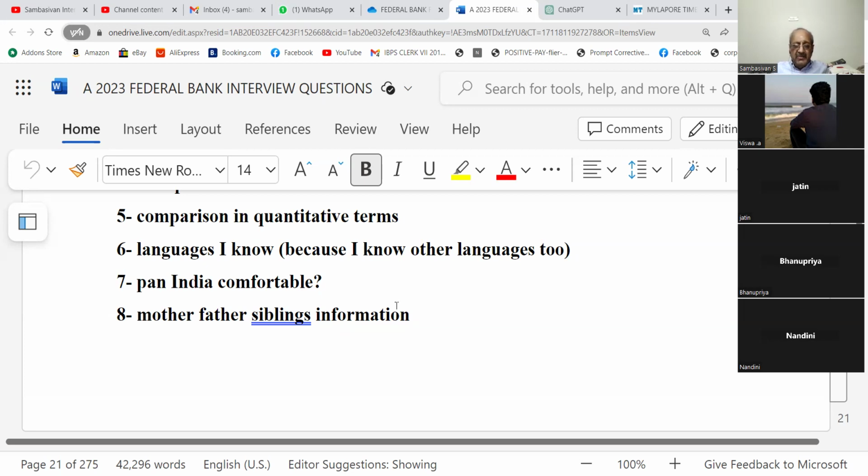Have you heard the abbreviation used in banks? CBS. CBS. No, you have not heard. Viswa, I think you must be remembering. What is CBS? Core banking solutions, sir.